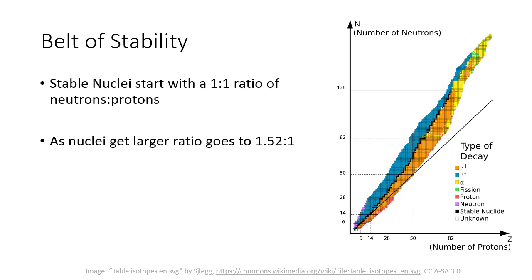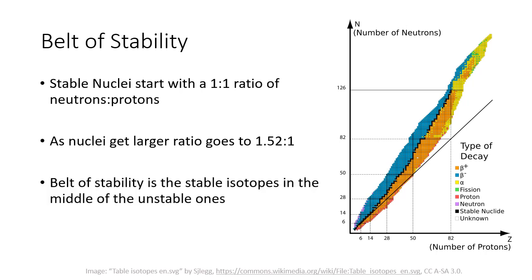Okay. Now, we do also have what's called the belt of stability. It's clear in this graph that the stable isotopes are in black and they're surrounded by the unstable isotopes. So we call that the belt of stability. It goes up the middle. The stable ones are in the middle.